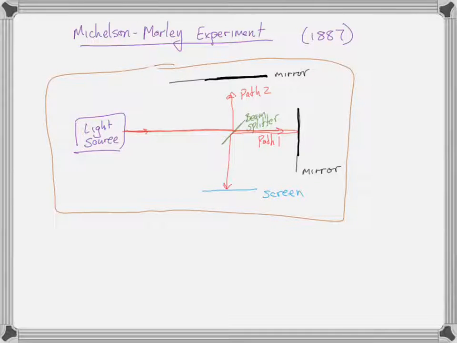path 2, I'll do a different color when it splits off. So it goes up, bounces off the mirror, comes back and goes straight through. So those two beams meet at the screen, and at the screen we get some sort of interference pattern.